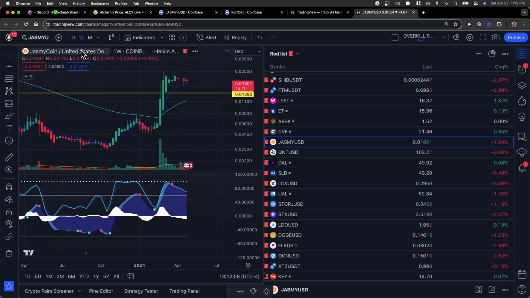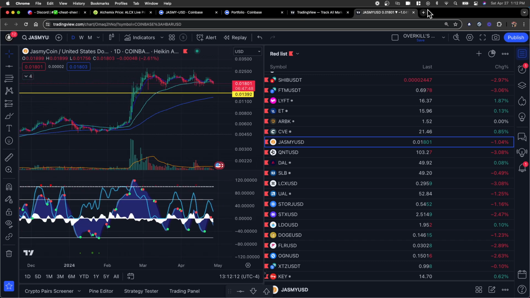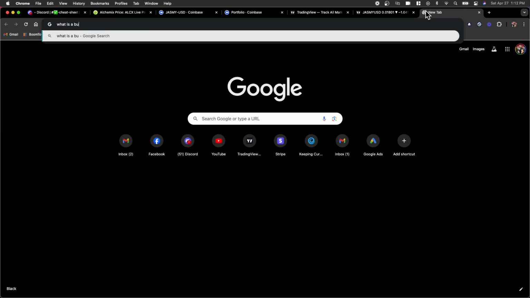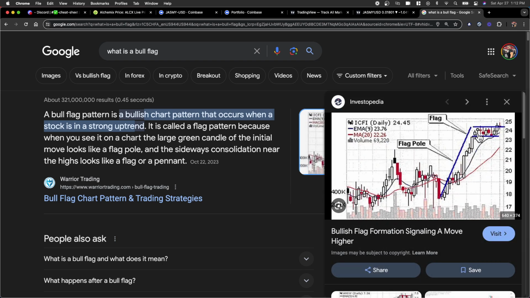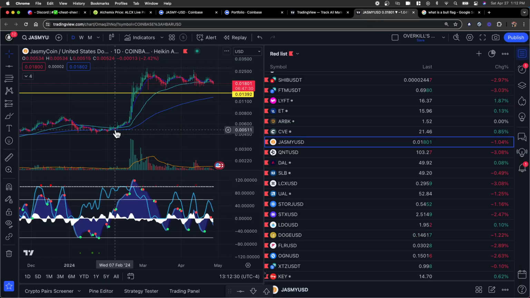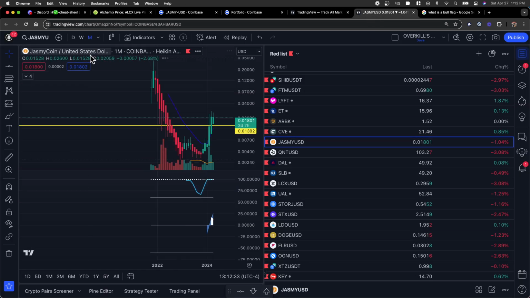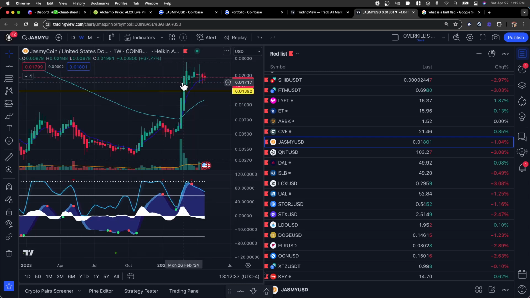This is another one I kind of just want to take a 50% position on because this is a major bull flag. If you guys don't know what a bull flag is, come over to Google. A bull flag is a pattern that occurs when a stock is in a strong uptrend. So you can see here, this is exactly what Jasmy's doing right now. I really want to add to this, guys, just because that bull flag is extremely bullish. Look at the monthly. Monthly's got some room to run. And the weekly's just, I mean, it's not breaking down.